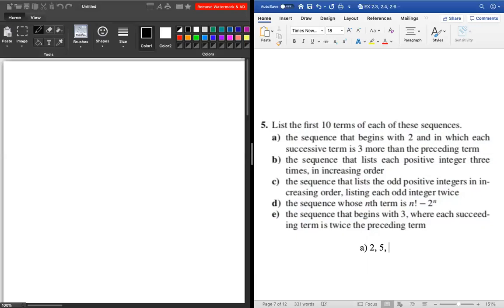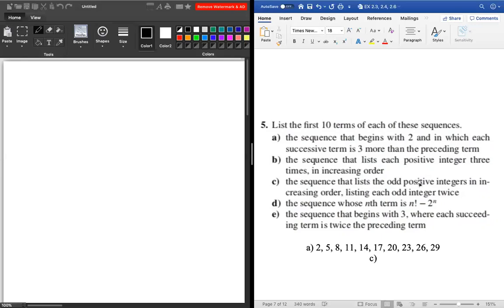So we'll say 2, 5, 8, 11, 14, 17, 20, 23, 26, 29. Okay, so 1, 2, 3, 4, 5, 6, 7, 8, 9, 10. So we have listed out the first 10 terms of the sequence. That's your part A.